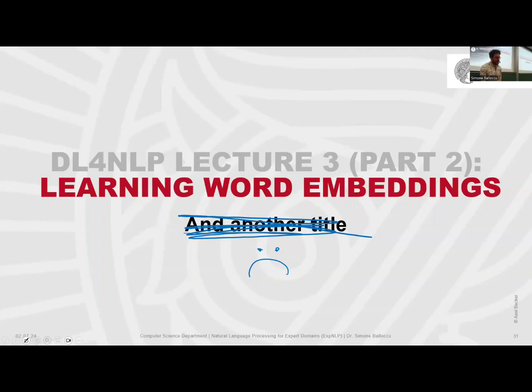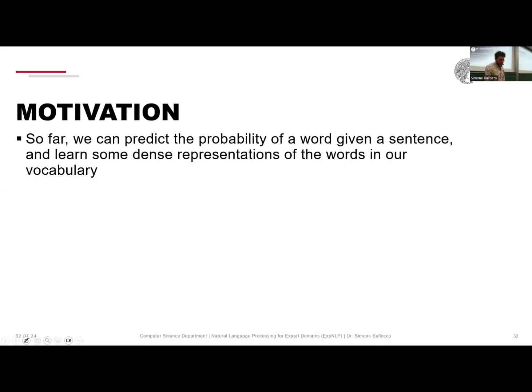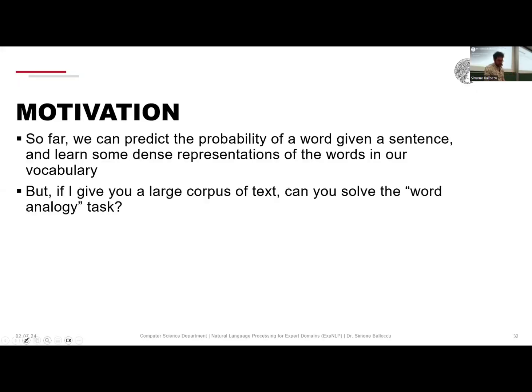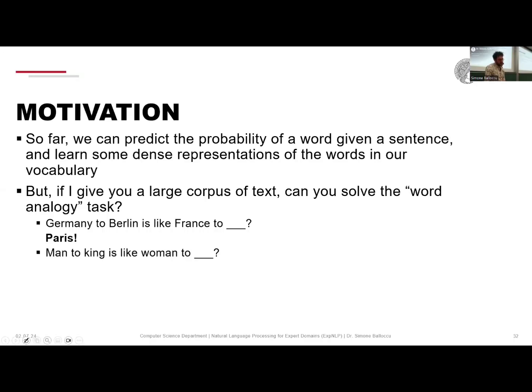So back to learning word embeddings. So far we can predict the probability of a word given a sentence, and we can also learn some useful word representation as a byproduct. But if I give you a large corpus of text and I tell you Germany is to Berlin like France is to, or man is to king like woman is to, can our model solve it? No, not really. Now, rightfully so, you could ask me, why should I care?